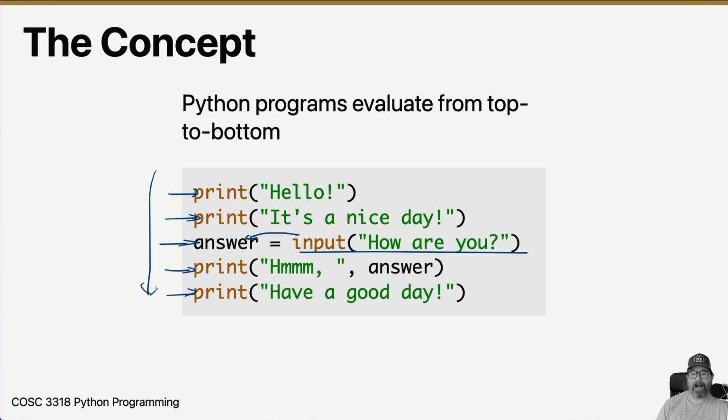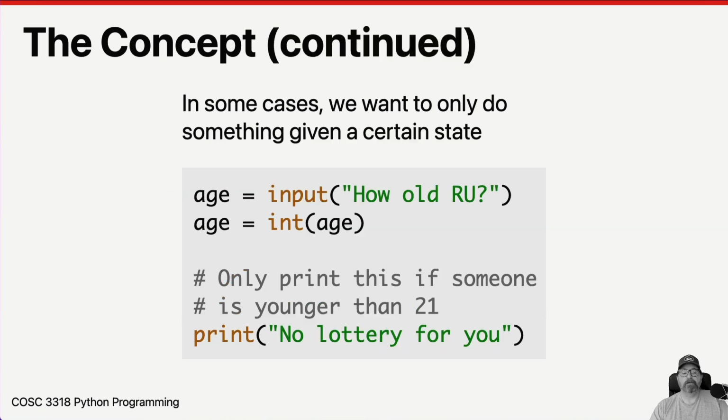If all of our programs were top to bottom, we would have very boring programs. We need things to help us change top to bottom evaluation. So for example, what if we asked, how old are you? And we store that into age, and then we convert it into a number. But then we only want to print no lottery for you if somebody is under the age of 21 because they can't buy lottery tickets. How do we do that?